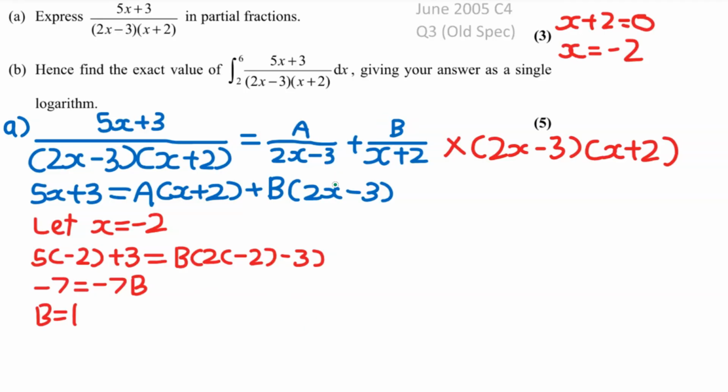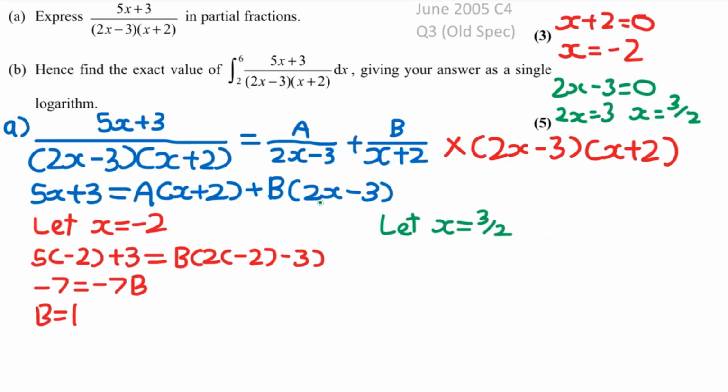So we found what B is, and now we need to find what A is. The way we're going to do this is make a substitution so that this bracket is equal to 0. So 2x - 3 = 0. If we move the 3 onto the other side, we get 2x = 3, and then divide both sides by 2, so x = 3/2. So we're going to let x = 3/2, and then this bracket is going to be equal to 0, so this whole term is going to go away, and we're just left with 5 times 3/2, plus 3, is equal to A times (3/2 + 2).